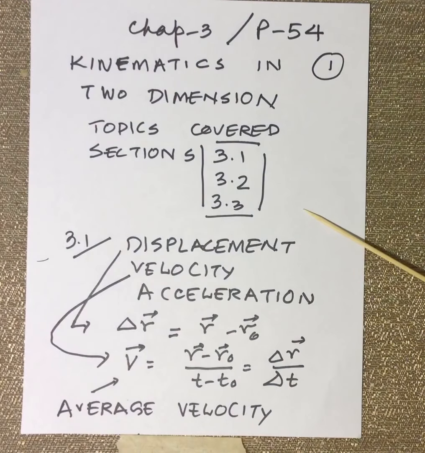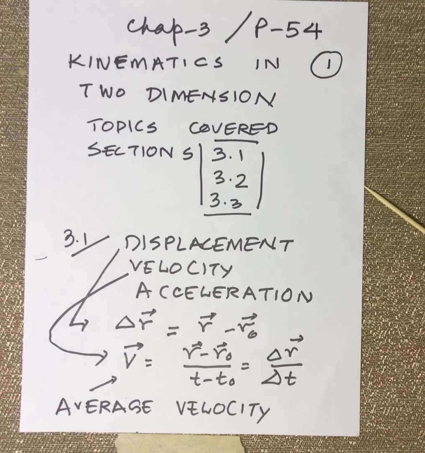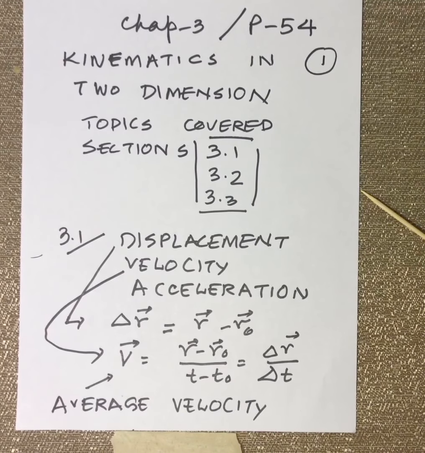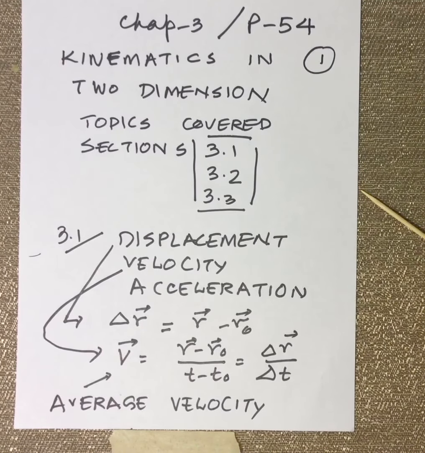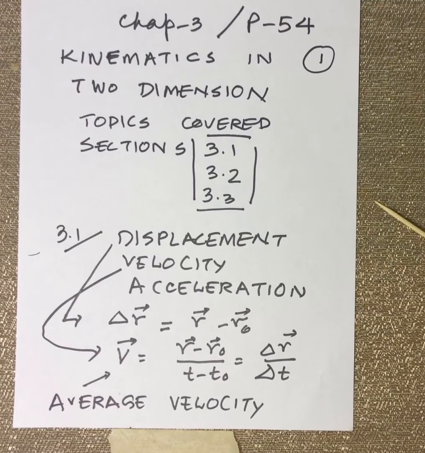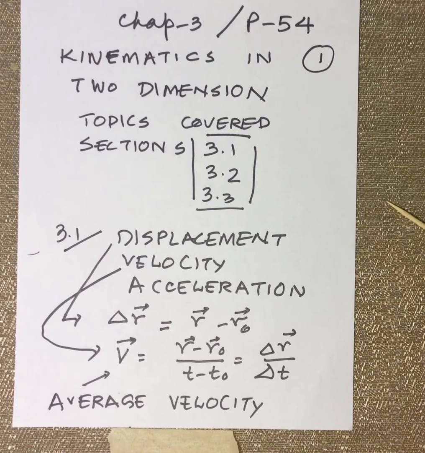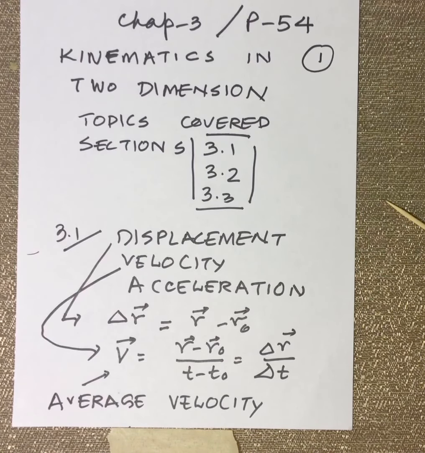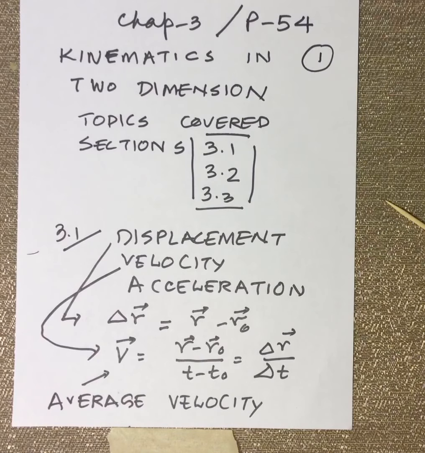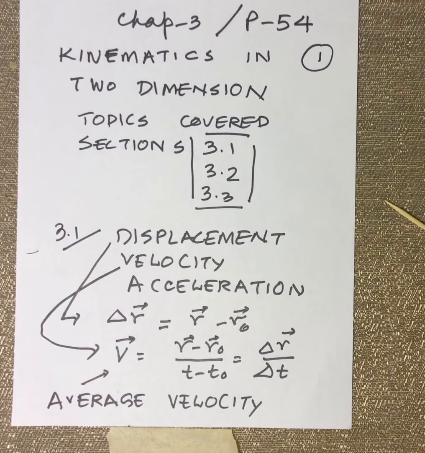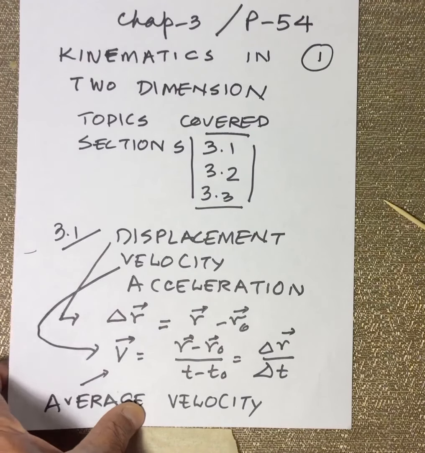Now we're going to figure out how to find displacement here. Displacement is delta r. It's again a vector. It has a direction: initial position taken away from the final position. The velocity is the same way, displacement over time, which is delta r over delta t, which is average velocity.